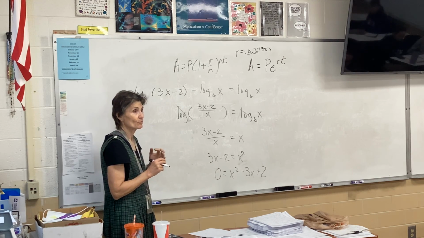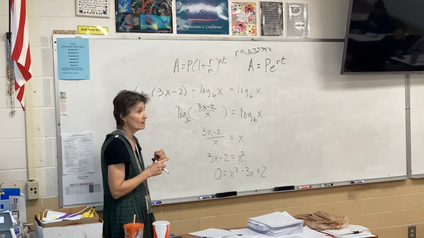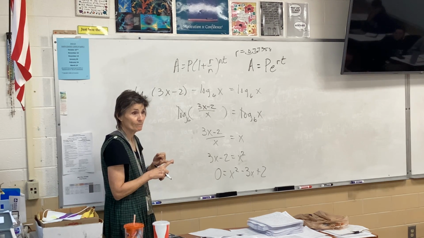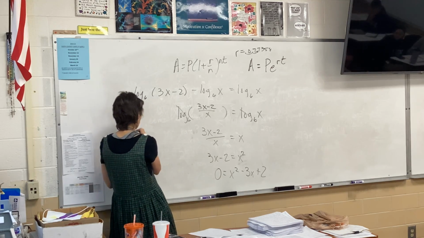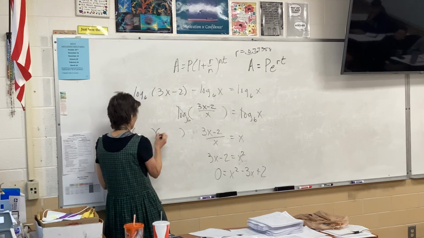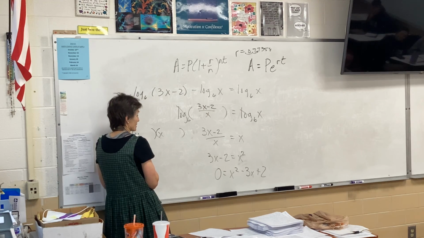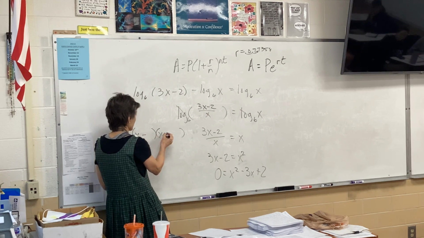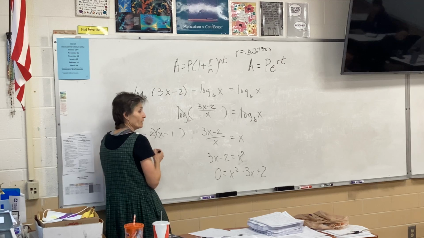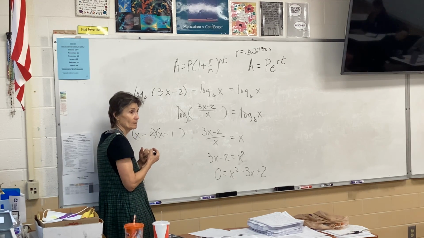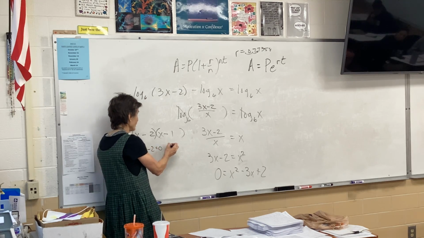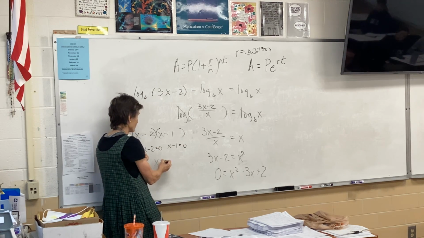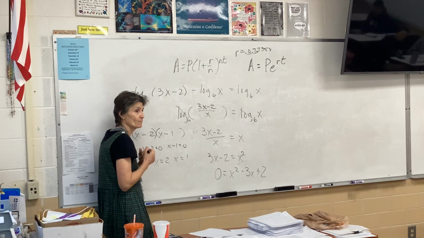Then I need to either use the quadratic formula, if I want to, that's fine, or I need to factor it. And that one does factor pretty easily. So x minus 2 and 1, 1 and 2. And that gives me my answers then. So x minus 2 equals 0, x minus 1 equals 0, so x equals 2 or x equals 1.